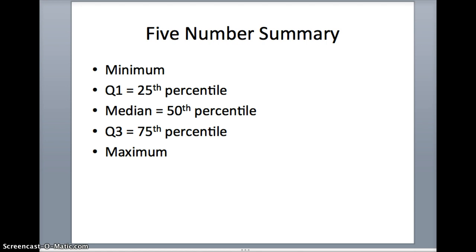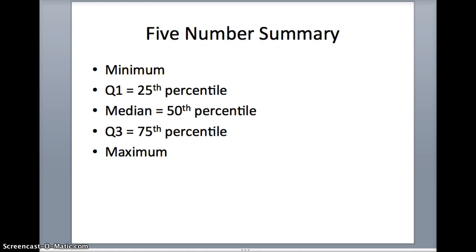The median is the number that is directly in the middle of the data set. So if the number is in the middle of the data set, that is the median. That is the 50th percentile. Half are lower, half are higher. Q3 corresponds to the 75th percentile, so Q3 is higher than 75% of the data, and then the maximum, of course, is the largest number that we're working with.